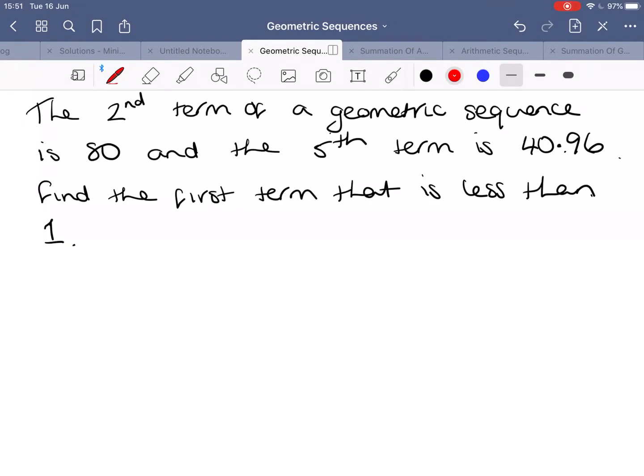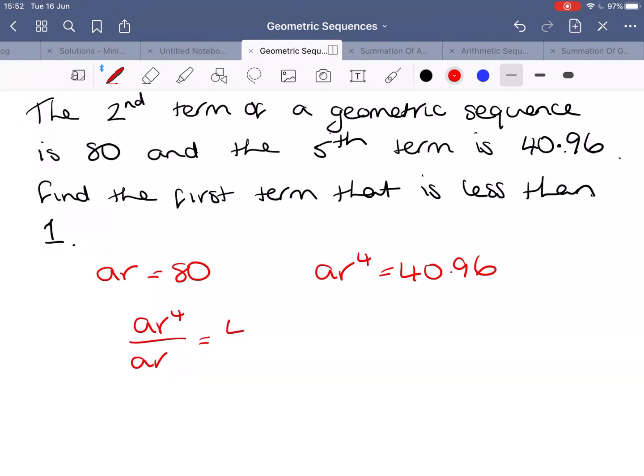So the second term of a geometric sequence is 80. I'm just going to go straight to this. So we know ar to the power 1 equals 80, and the fifth term is 40.96. So ar to the power 4 is 40.96. Find the first term that is less than 1. Well, we're obviously going to have to work out what the first term is and what the common ratio is first. So I'm going to do one divided by the other. So that's 40.96 divided by 80.